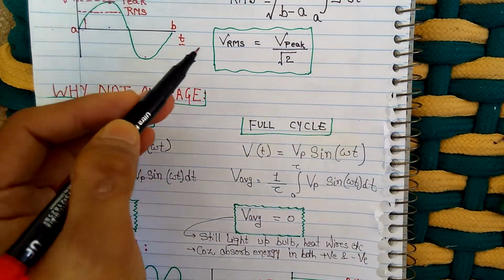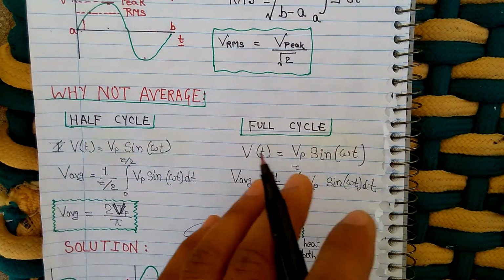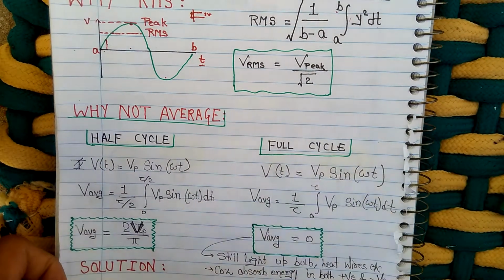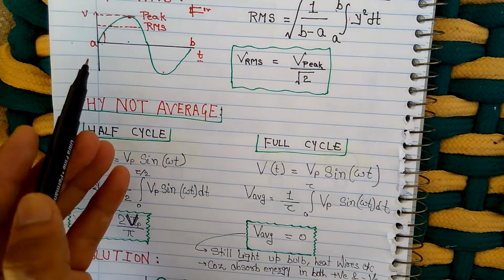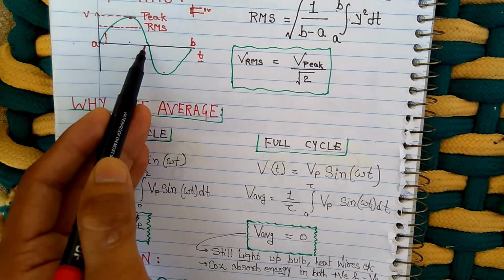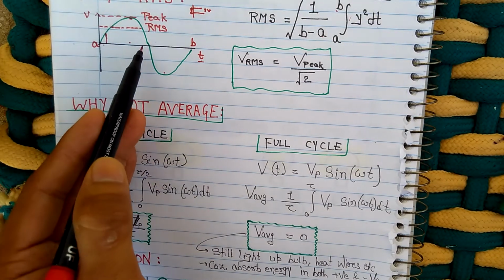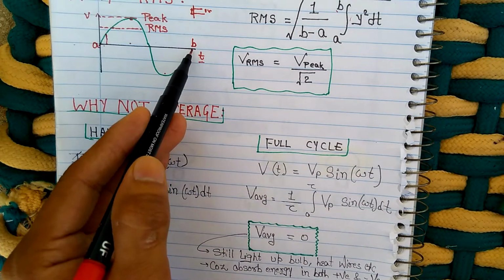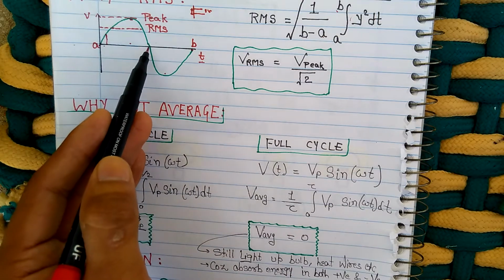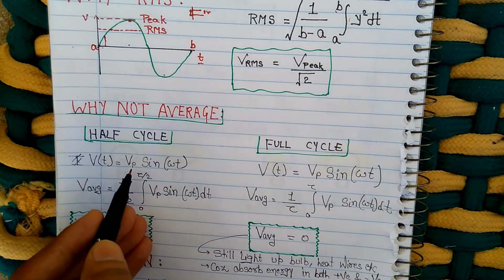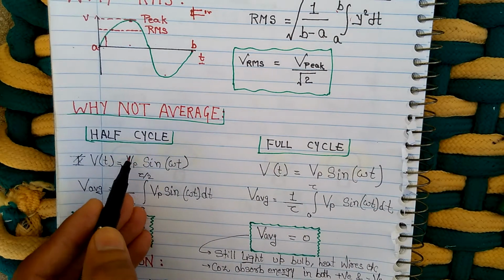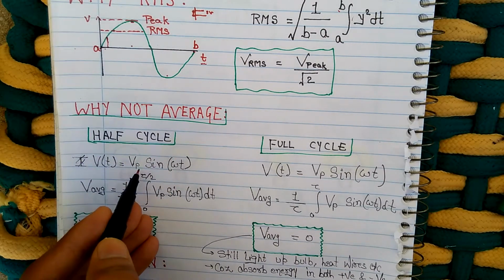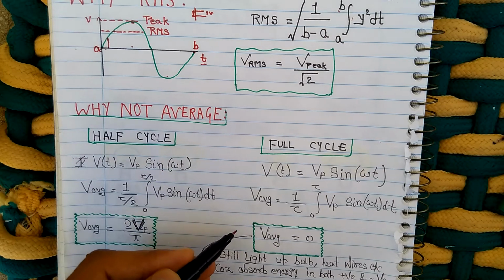Suppose this is my AC waveform. We'll be considering only the AC signal because that is the most important part. Suppose I find the average of this AC waveform for the half cycle from point A to, suppose, this point t by 2. If the complete cycle, the time period, is t, then the half cycle will be t by 2. Vp is my maximum value, that is the peak value of voltage, and this is a sinusoidal waveform. So my waveform is v(t) equals Vp sine omega t. This is the equation of my waveform.